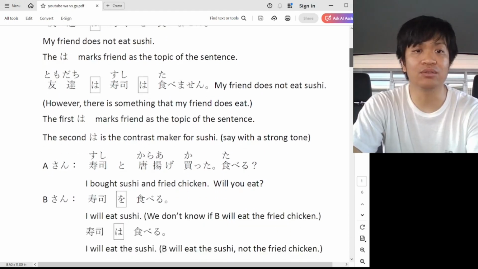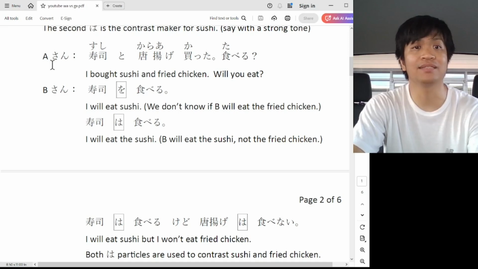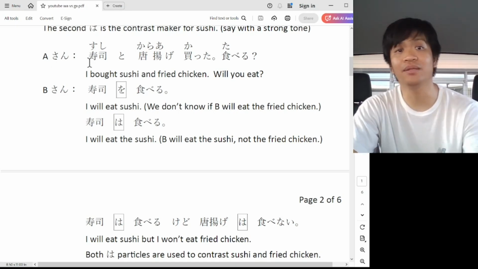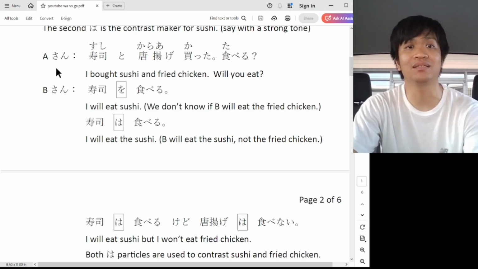So let's just go on to a few more examples. We have two people. A-san says, sushi to karaage katta. Taberu? I bought sushi and fried chicken. Will you eat? So this is sushi, to, and karaage, fried chicken, katta, I purchased. Taberu, so will you eat?